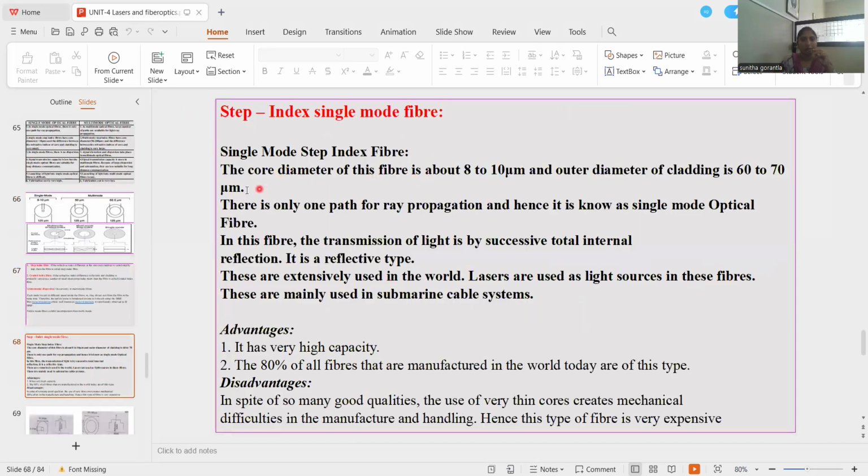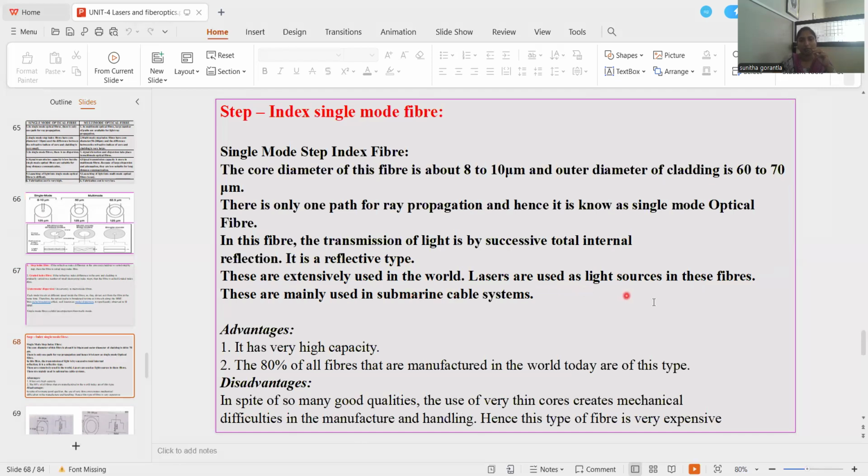Single mode step index fiber. The core diameter of this fiber is about 8 to 10 micrometer and outer diameter of cladding is 60 to 70 micrometer. There is only one path for ray propagation and hence it is known as single mode optical fiber. In this fiber, the transmission of light is by successive total internal reflection. It is reflective type. And these are extensively used in the world.